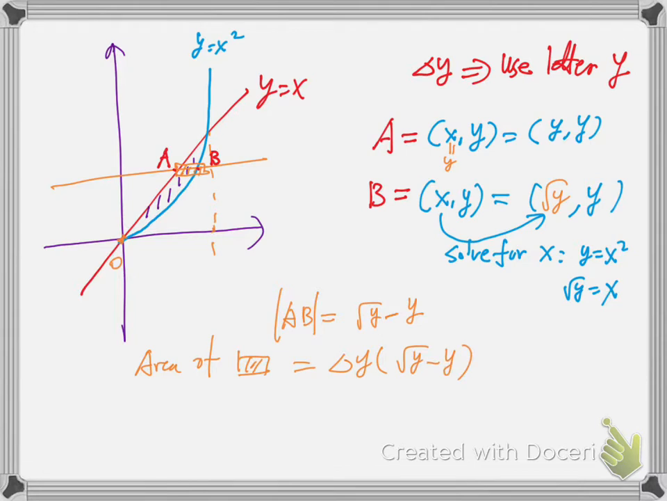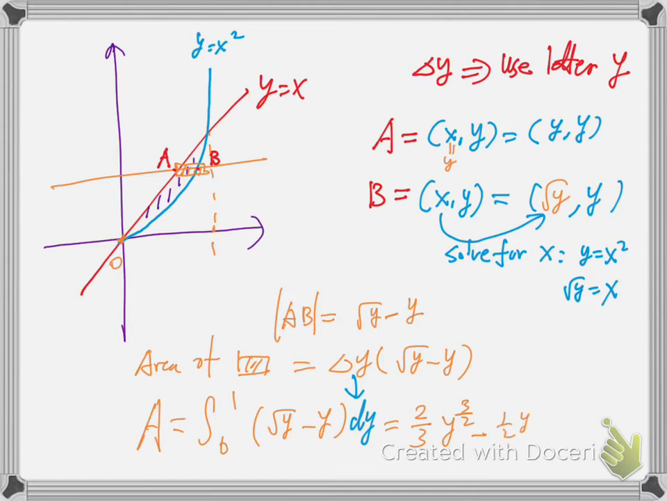So the area of the whole region between y equals x and y equals x squared, A, will be the integral from 0 to 1 of radical y minus y, changing delta y to dy, right? So now the antiderivative. This is 2 over 3 because y to the half power, radical y, gives 3 over 2 power. Minus 1 half y squared. And then we plug in 0 and 1.